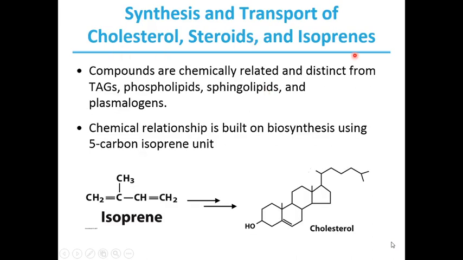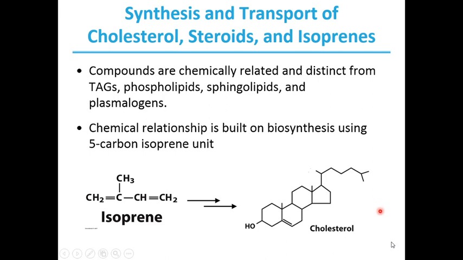Cholesterol, steroids, and isoprenes are compounds that are chemically related and distinct from triacylglycerols, phospholipids, sphingolipids, and plasmalogens. Cholesterol is very well known for its role in human cardiovascular diseases. However, it is less known that cholesterol has a crucial role as a component of cellular membranes and as a precursor of various steroid hormones and bile acids.